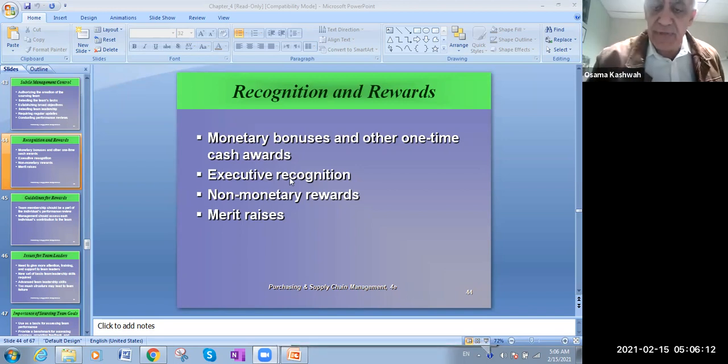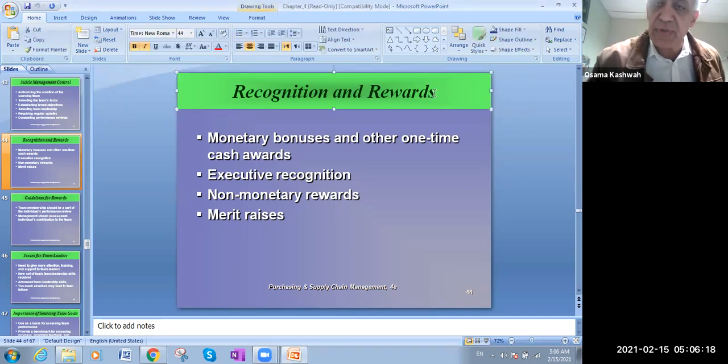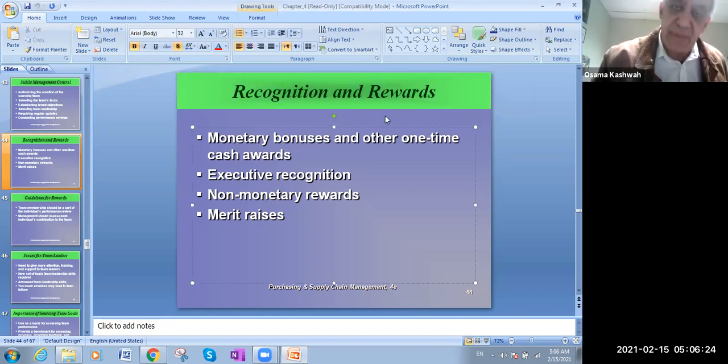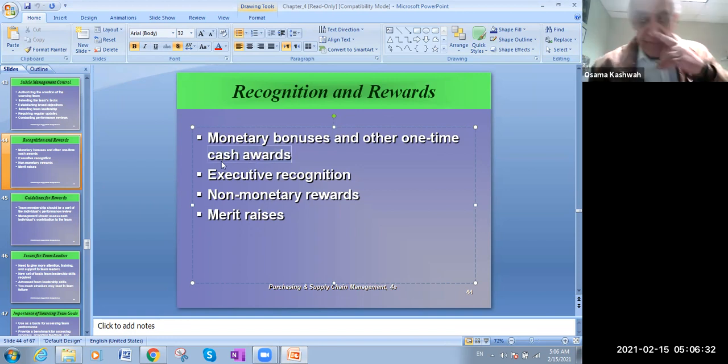So we have here now the rewards, when I will use the rewards for teamwork. Monetary bonuses, recognition and rewards. Monetary bonuses and other one-time cash awards. This is the first point.